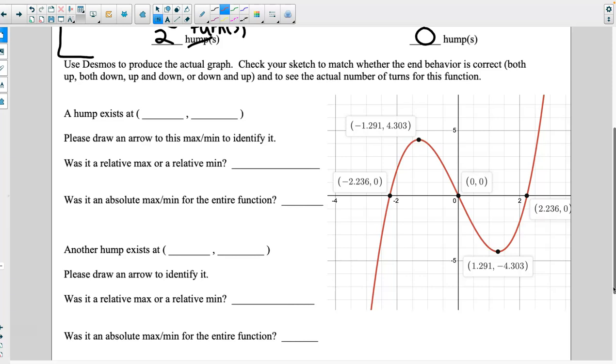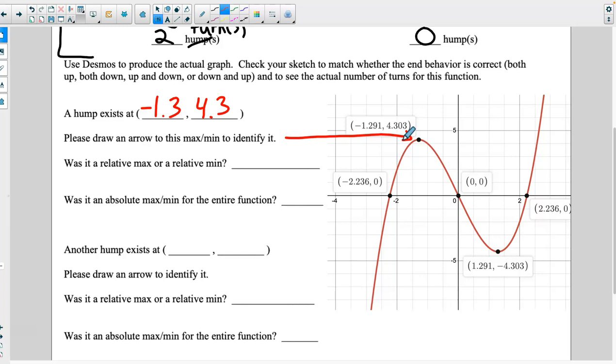Like I said, the graph is there on the whiteboard if you need a little bit more time to polish everything off. But we're going to start connecting things. So where's your first turn? What are the coordinates of your first turn? Yeah, so our first turn is at negative 1.3 and 4.3. So I'm going to draw an arrow to that. Boom, it's right there. That's my first turn that we're looking at.